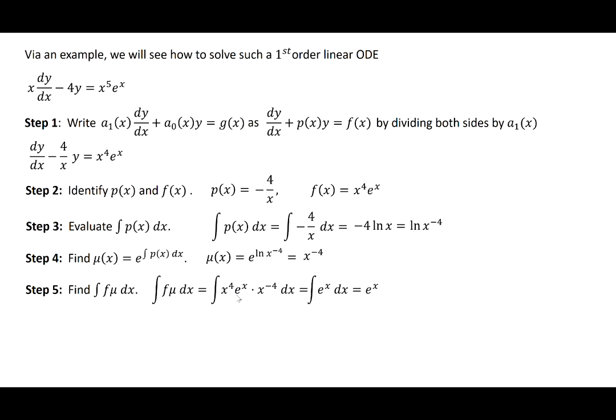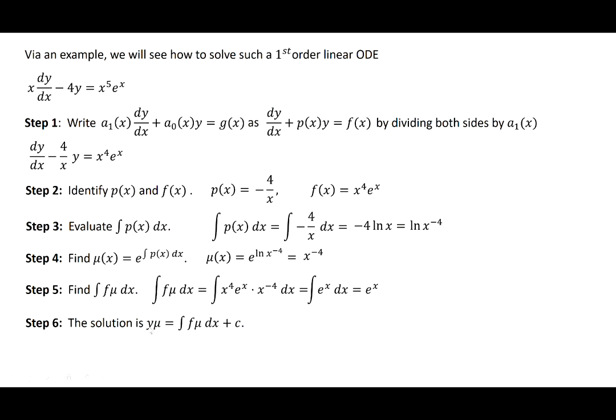I lied. I said there are 5 steps. There are 6 steps. And the solution is y mu equals integral f mu dx plus c. Cool, folks? The solution is y mu equals integral f mu dx plus c. Okay, when we say find the solution, we want to find y.